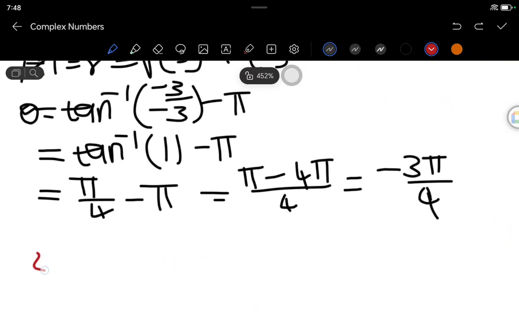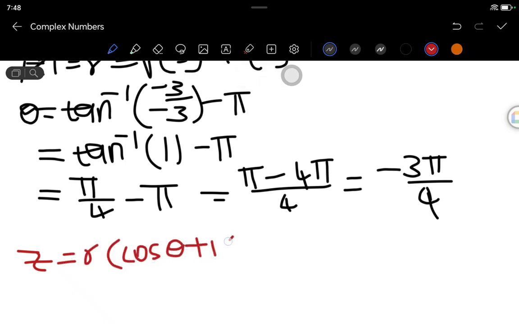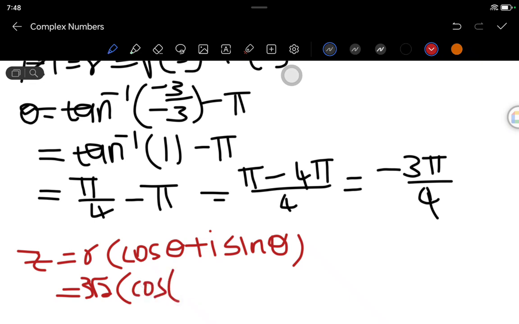So z, if we write z in that format, z is equal to r cos of theta plus i sine of theta, and our r in this case is the root, it's 3 root of 2, and we have cos of negative 3 pi over 4 plus i sine of negative 3 pi over 4.